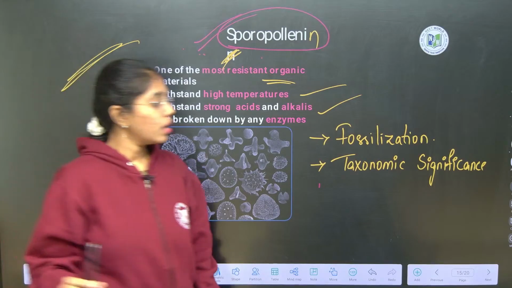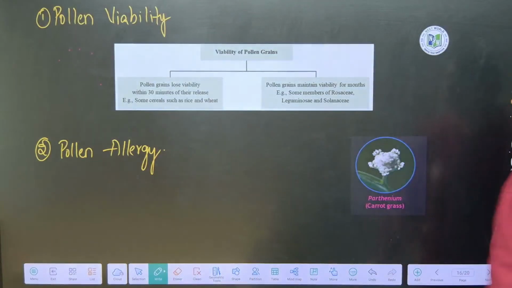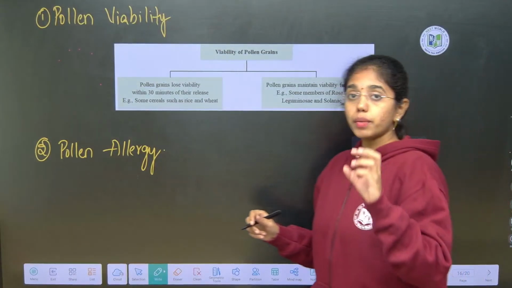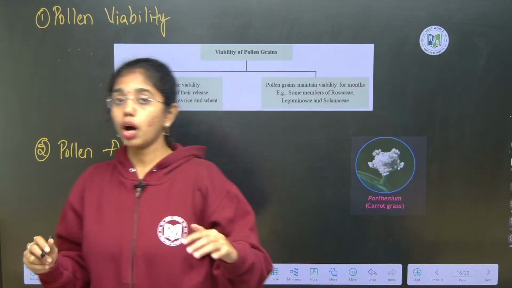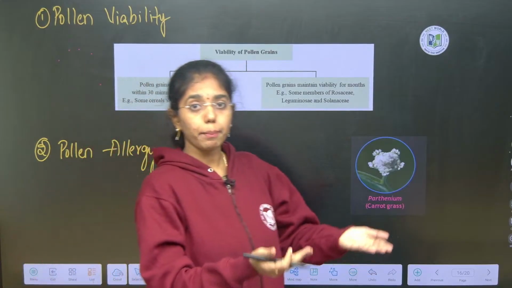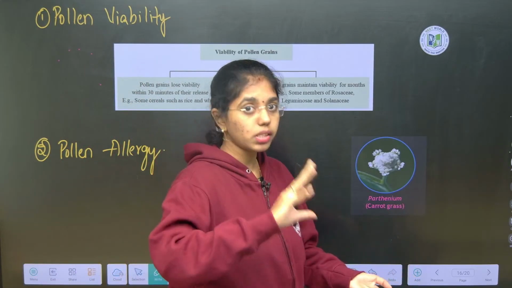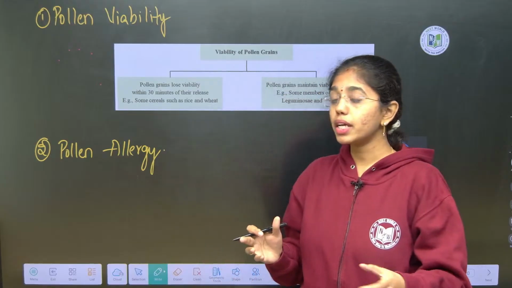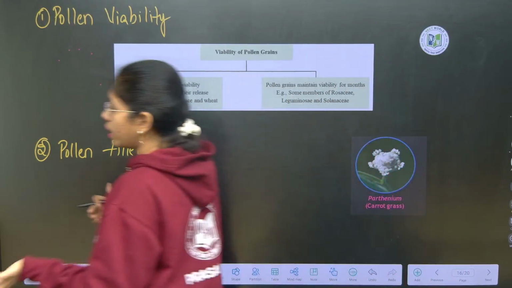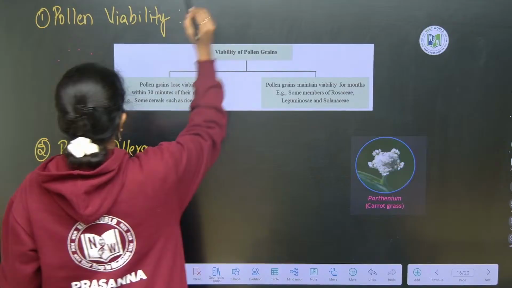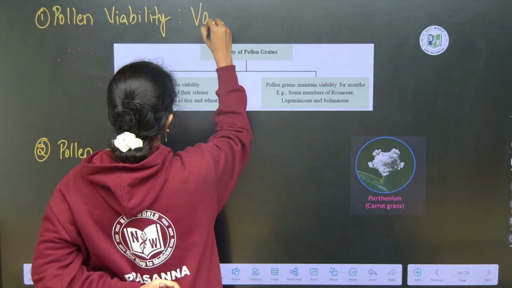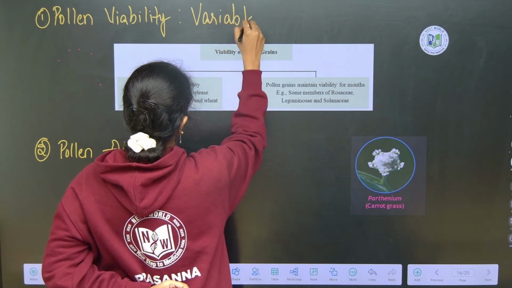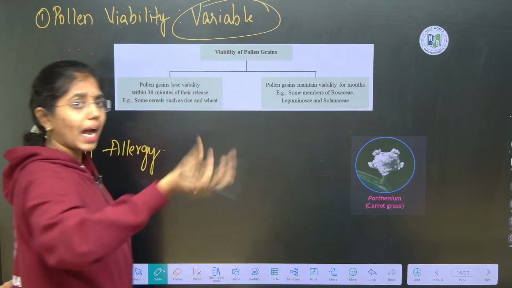Now, next concept is pollen viability. Pollen viability is the capacity of the pollen grain to retain its compatibility on the stigma once after its release, right? So, pollen viability is variable for different pollen grains, for different plants.